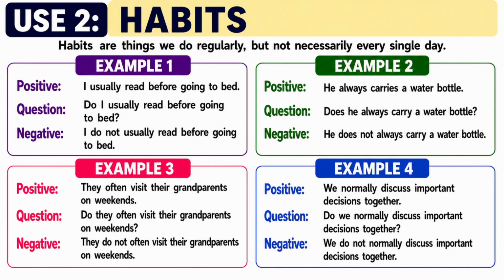Example 3. Positive. They often visit their grandparents on weekends. Question. Do they often visit their grandparents on weekends? Negative. They do not often visit their grandparents on weekends.